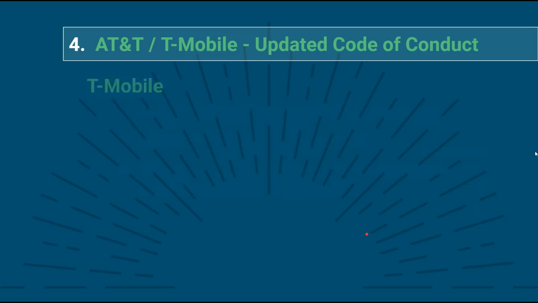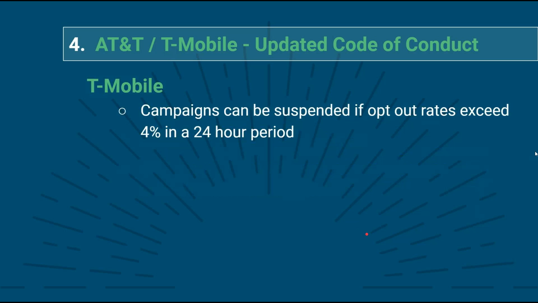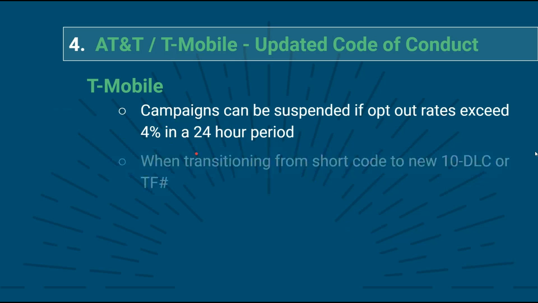Okay, and then T-Mobile. Campaigns can be suspended if opt-out rates exceed 4% in a 24-hour period. We don't really see opt-outs climbing higher than 4%. I think 1 to 3% is typical for a text blast. So 4% in a 24-hour period is kind of high. I don't think people are really crossing that threshold.